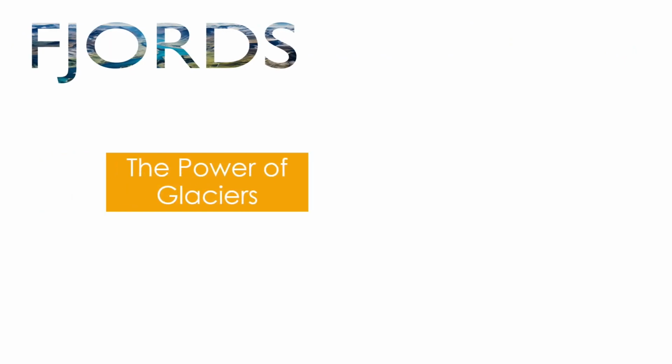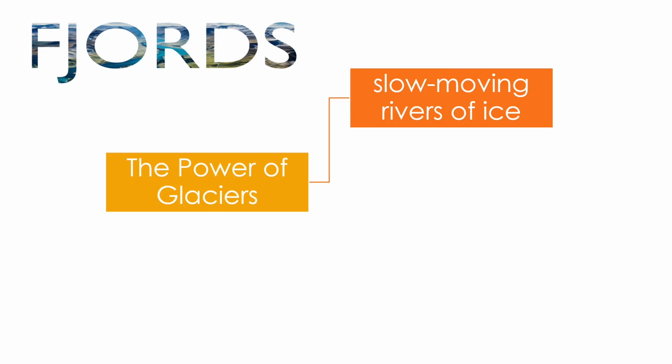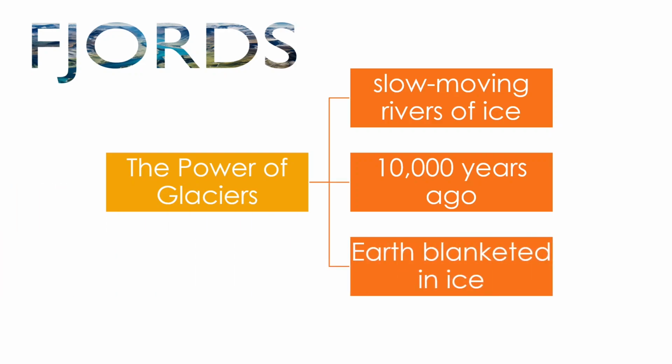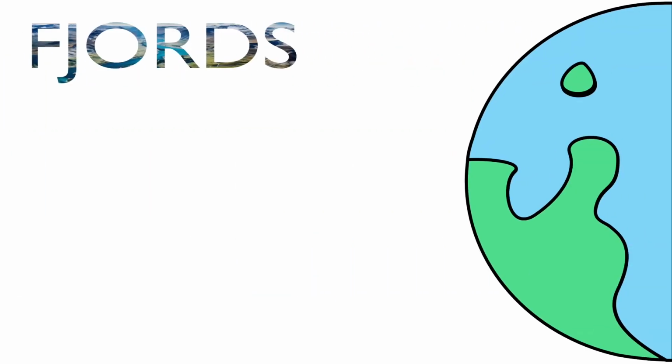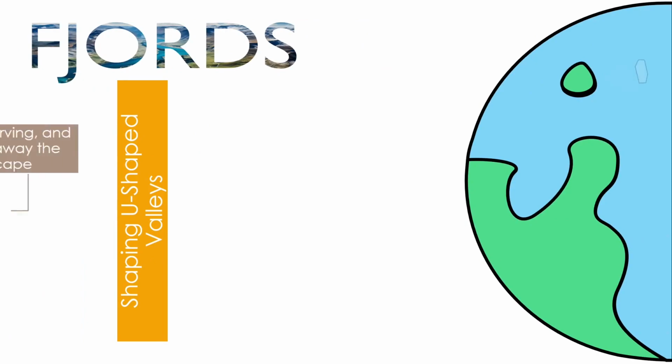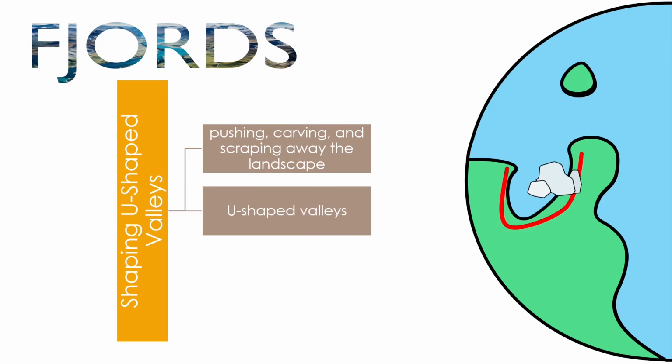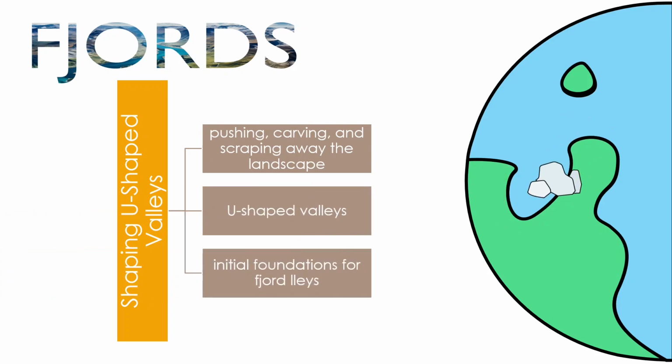The primary architect in the formation of fjords is the glacier. Glaciers are massive, slow-moving rivers of ice that have immense erosive power. During the last ice age, approximately 10,000 years ago, large parts of the earth were blanketed in ice, including the regions where fjords are now found. As glaciers moved forward, they acted like enormous bulldozers, pushing, carving, and scraping away the landscape. This action created what we call U-shaped valleys. Picture a giant ice floe moving through the land, pushing aside rock, soil, and sediment. These initial deep valleys and troughs became the foundations for fjord formation.